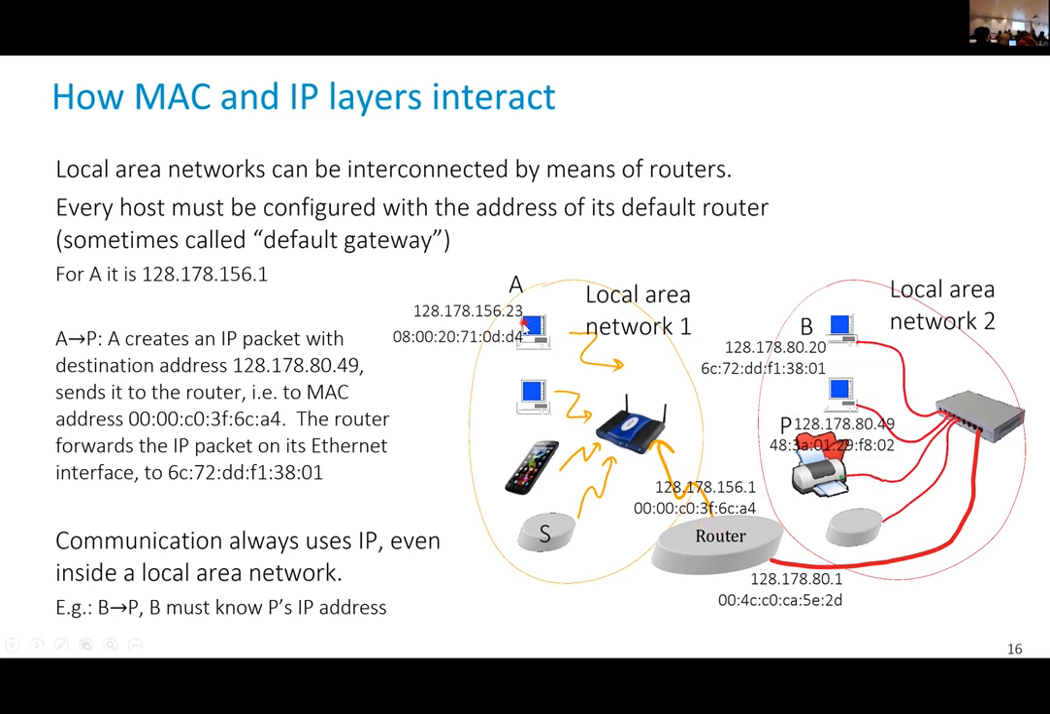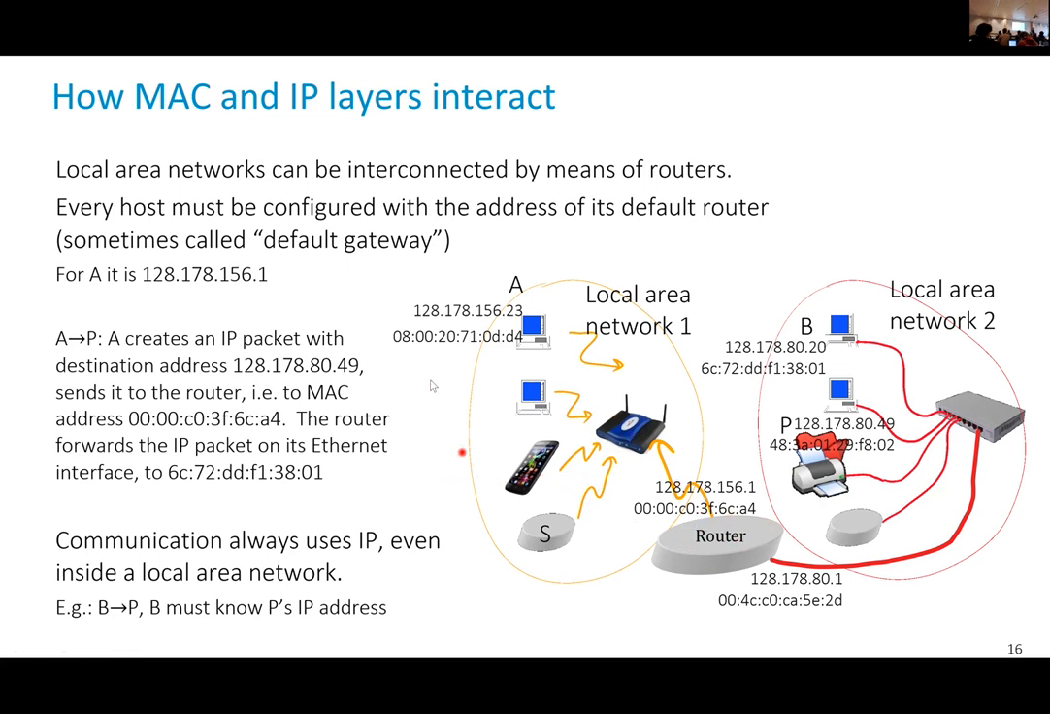So it will create a packet with the MAC destination address, this address here, which is the MAC address of the Wi-Fi interface of the router. Now, because it is sent via Wi-Fi to this MAC address, the Wi-Fi protocol that we've seen before will let A send to the base station. The base station will send to the router. The router receives the packet.